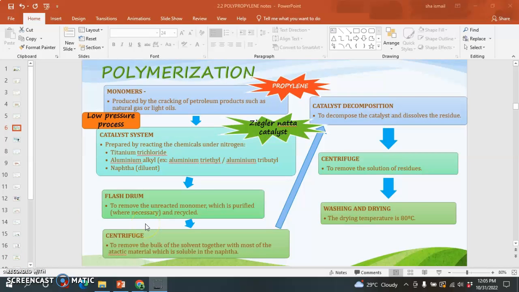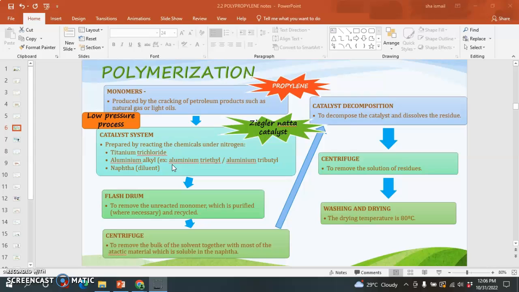Okay, these are the steps to produce the PP, from the monomer propylene. The monomer propylene is produced by the cracking of petroleum products such as natural gas or light oil. And by the low pressure process, catalyst will be introduced into the reactor system, and we use titanium trichloride TiCl3 or aluminum alkyl, including aluminum triethyl, aluminum tributyl, and also the presence of diluent, which is naphtha.